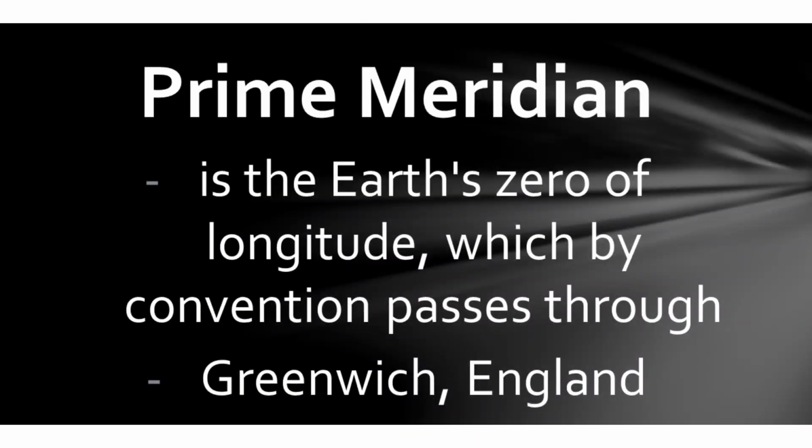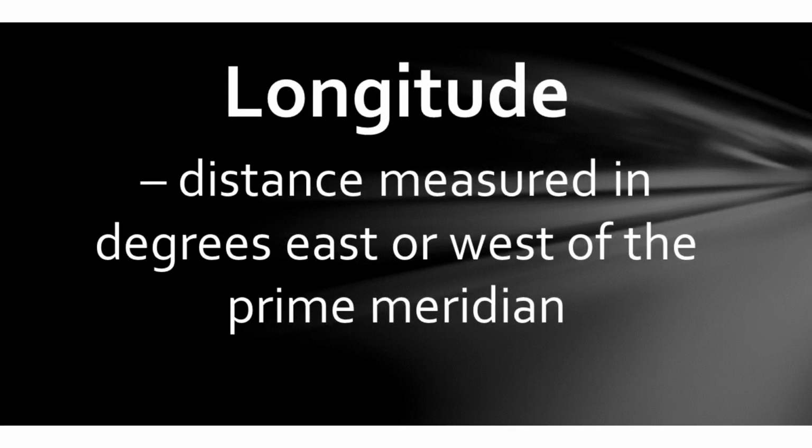By international agreement in 1884, a zero line passing through Greenwich, England was chosen and is called the prime meridian. If you are on the prime meridian facing north, the half of the Earth to the right is the Eastern Hemisphere. Half to the left is the Western Hemisphere. The distance measured in degrees east or west of the prime meridian is called longitude. Manila is at 121 degrees east longitude.